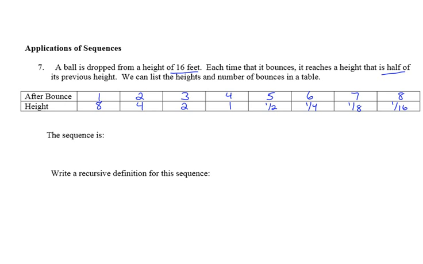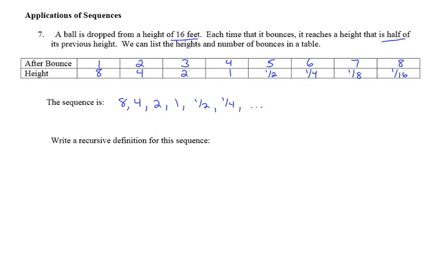So my sequence that I created was 8, 4, 2, 1, 1/2, 1/4, and it would keep going. The ball would just keep bouncing lower and lower and lower. Now, to write a recursive definition requires 2 parts. The first part is telling the reader what the first term is. That's the easy part. A sub 1 is 8. The harder part is finding the rule for all the terms.